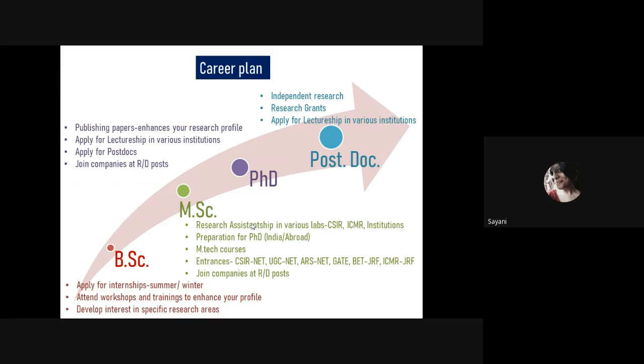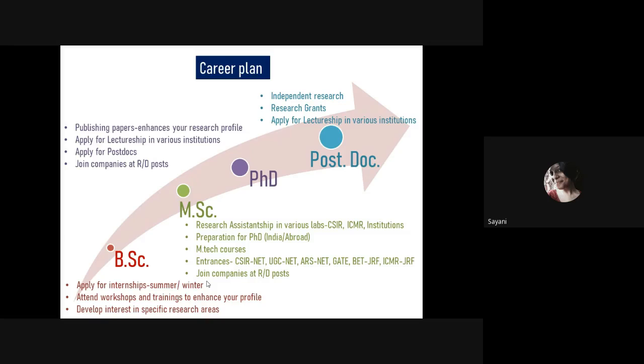Once you get into a master's program, you would be focusing on your dissertations, publishing papers related to your work, which will also help you strengthen your field of major interest. So basically, you can also at this point start preparing for your PhD. If you are in India, you can prepare for PhD abroad. You can try for entrances like CSIR NET, which provide very good fellowship amounts.